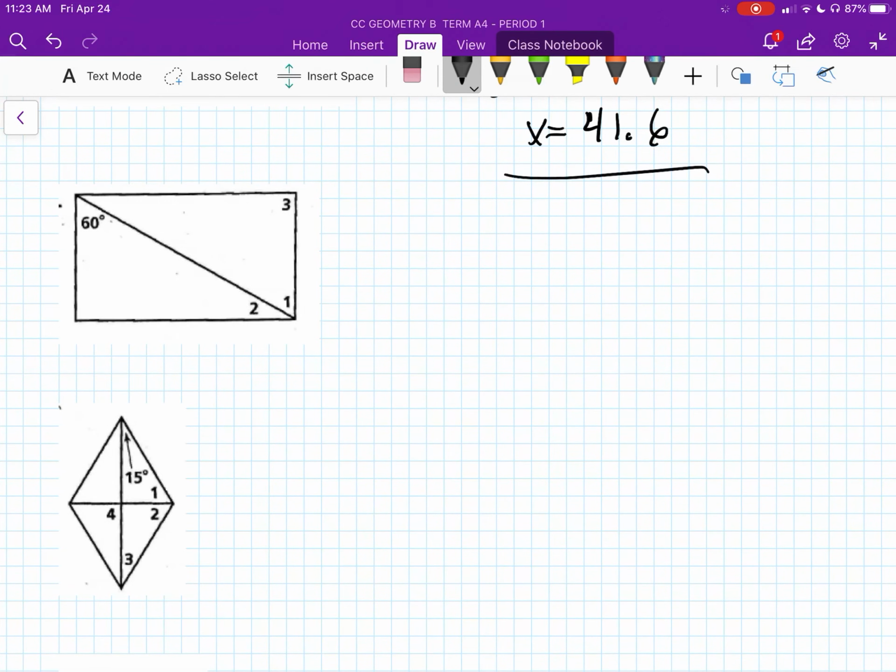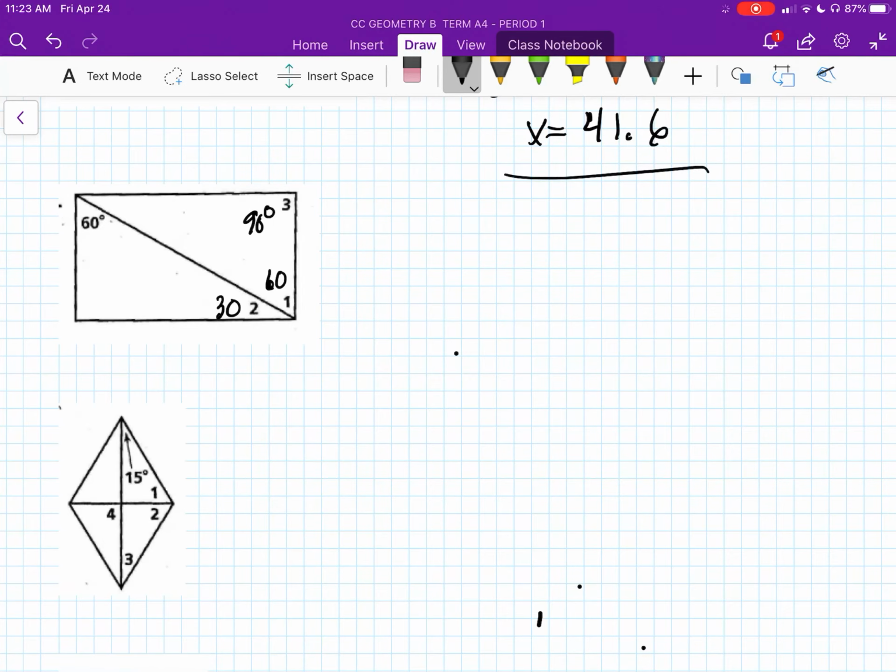All right, so here we have rectangles, and if we notice, it's not quite been given to us that these are right angles, but it's pretty obvious here that angle 3 is going to be 90 degrees. And angle 1, these are alternate interior angles, is going to be 60, and that means angle 2 has to be 30.